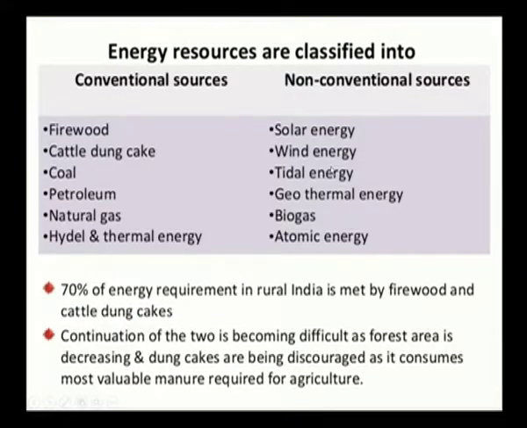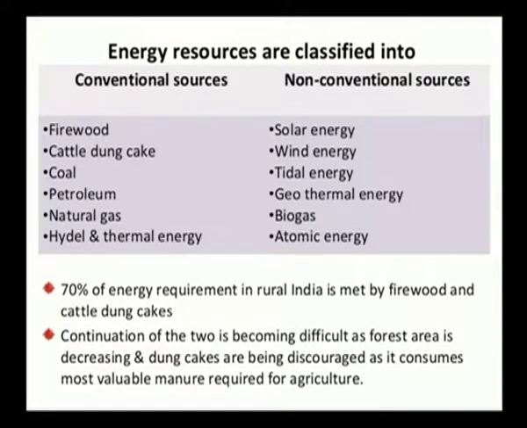If you look at the conventional sources, you have non-conventional sources, otherwise referred to as how we can go about calling it as renewable or non-renewable. If you look at non-conventional sources, you have solar energy, wind, tidal, geothermal, atomic, biogas. And conventional, you have cattle dung cake, coal, firewood, petroleum, natural gas, hydel and thermal energy.